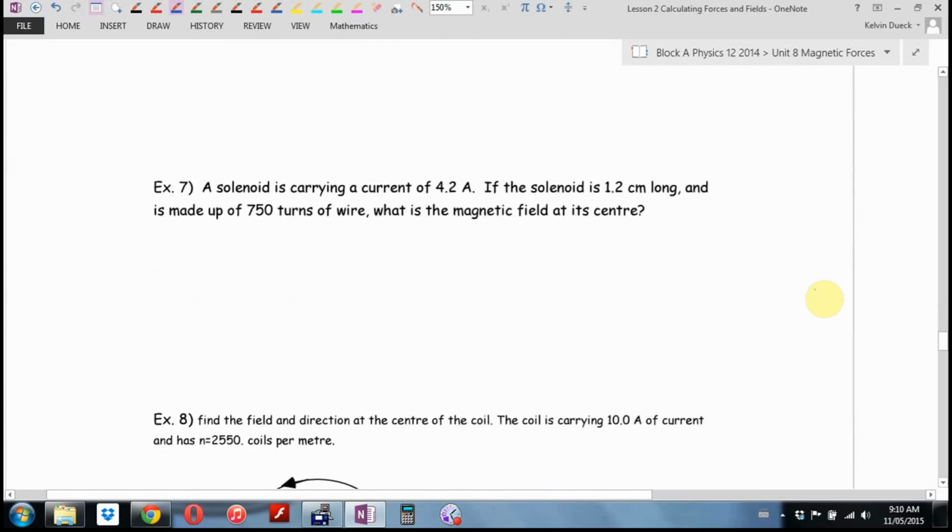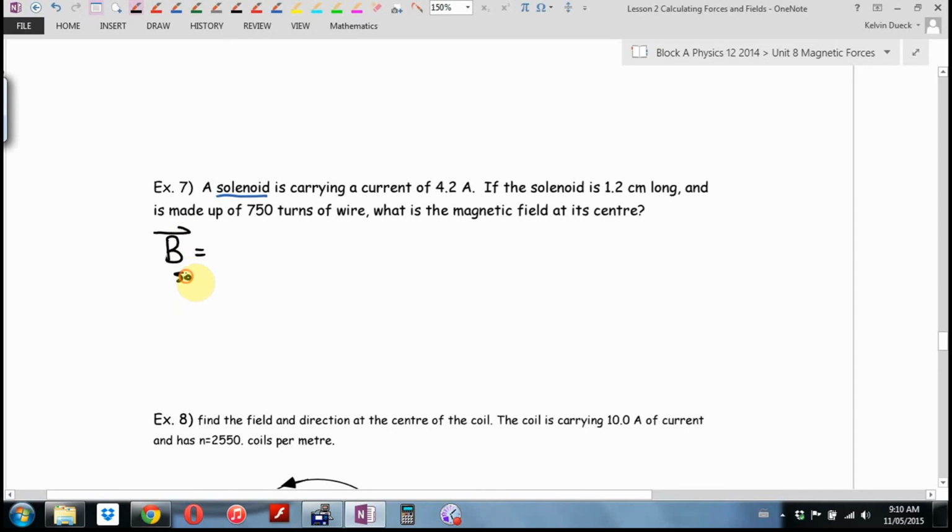So, a solenoid is carrying a current of 4.2 amps. If the solenoid is 1.2 centimeters long and is made up of 750 turns of wire, what's the magnetic field at its center? Underline the word solenoid. What are they asking me to find here? Magnetic field. What's the symbol we're using for magnetic field? Not F, that's force. Yep.